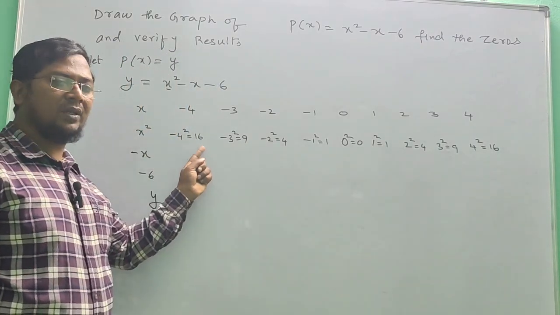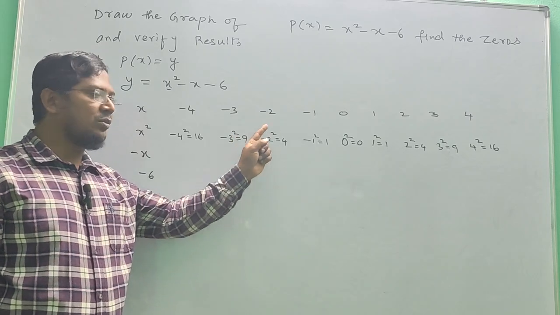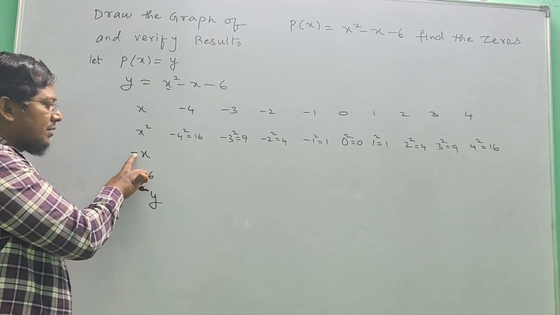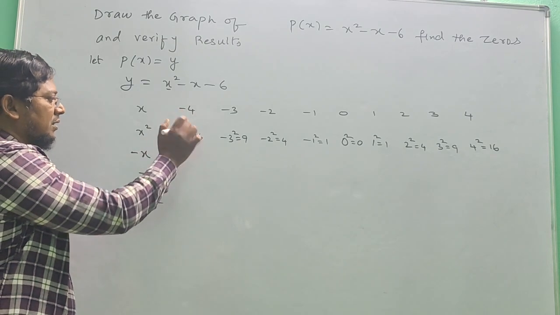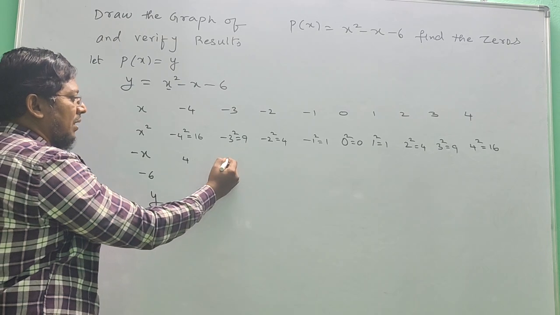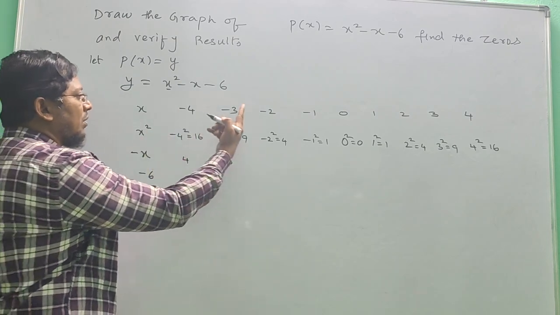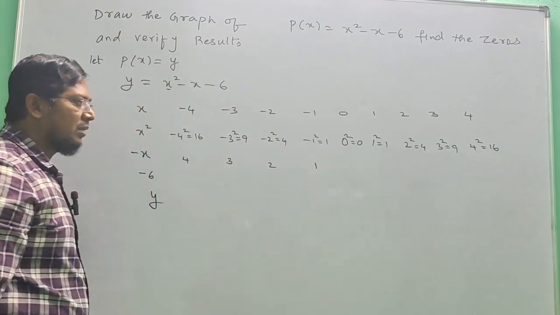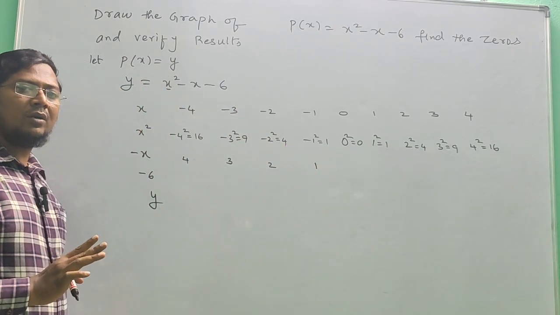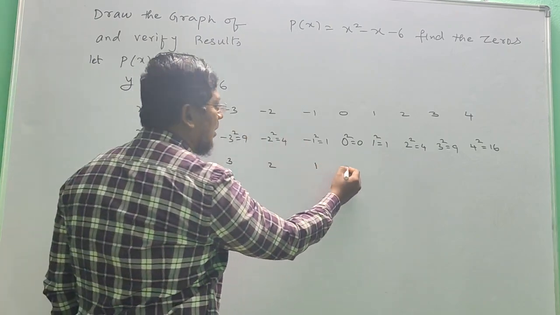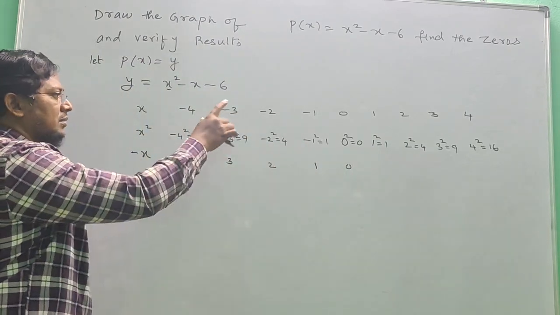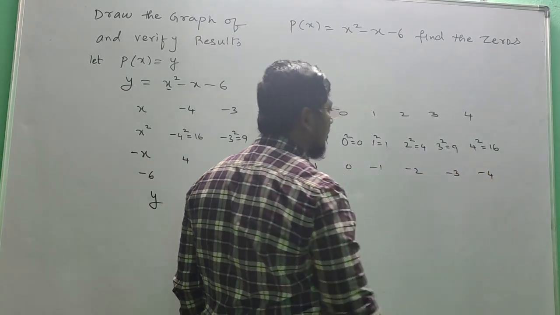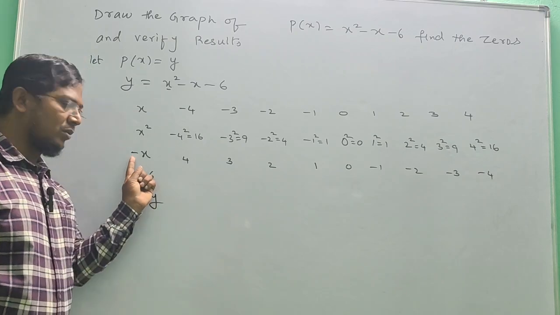So all these values we are putting in place of x, and we are getting x square: 16, 9, 4, and so on. Now what is the next value, sir? The same minus 4 we have to put in place of x. Minus into minus is plus, and this is 4 only. Minus into minus is plus, this is 3 only. Minus into minus is plus, this is 2 only. Minus into minus is plus, this is 1. 0 is neither negative nor positive, so minus 0 is 0 only. And here minus again 1, this is minus 2, minus 3 and this is minus 4, substituting in place of x only.